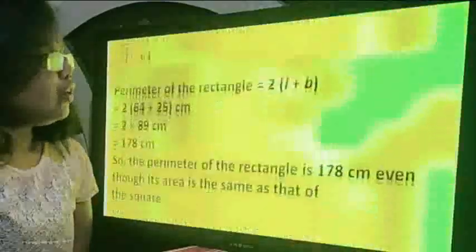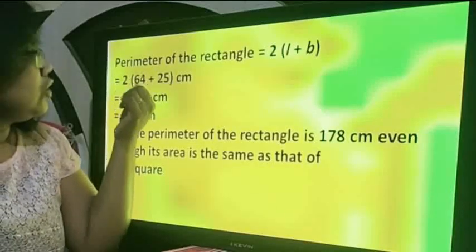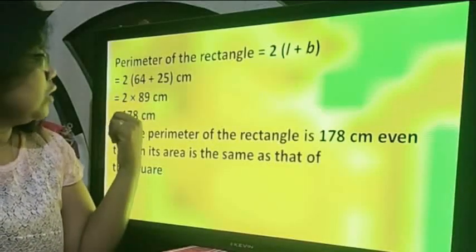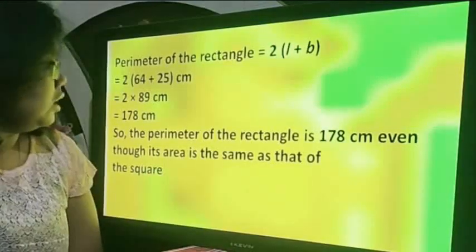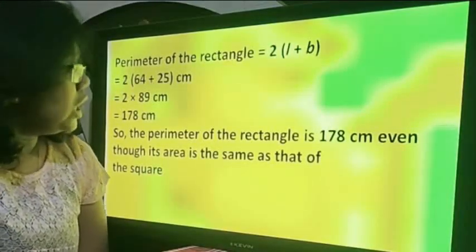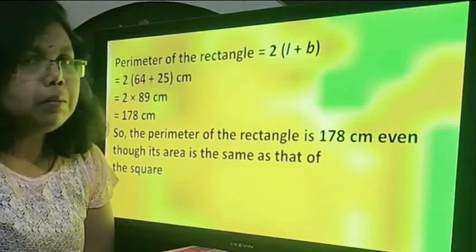Now next would be to find the perimeter. Perimeter of rectangle is twice length plus breadth. So twice 64 plus 25, you get twice 89, that is 178 centimeter. So the perimeter of rectangle is 178 centimeter, even though the area is the same as that of square. The areas are same, but still the perimeters are differing.